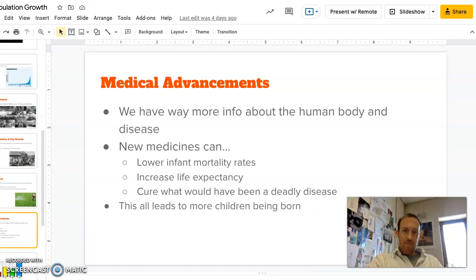Third revolution was medical advancements. So basically in the last 100 or so years, we've learned tons more about the human body than we ever knew before. So with new medicines and new nutrition guidelines and stuff like that, we were able to lower infant mortality rates. So we had less kids dying, and those kids could grow up to have kids of their own. We increased life expectancy, and we have cured what throughout most of human history were many deadly diseases. So the more children that we can stop from dying, the more they'll grow up and they'll have kids of their own. So again, that is going to add to that population boom.